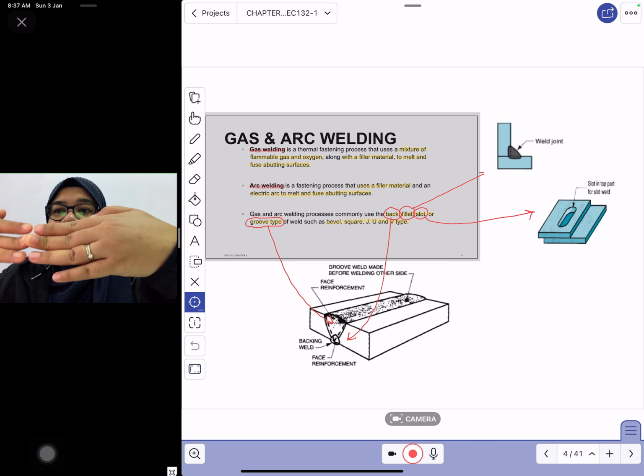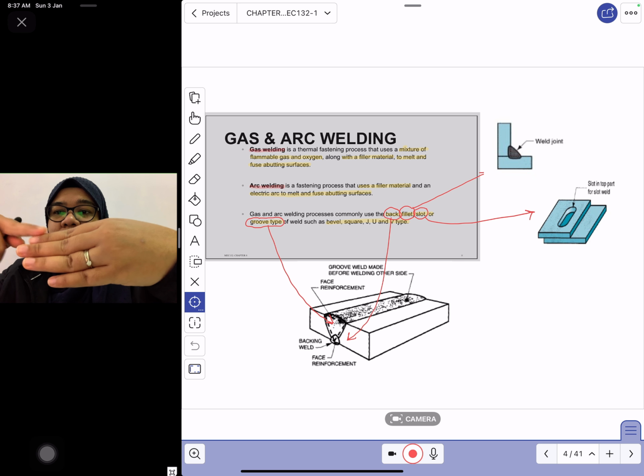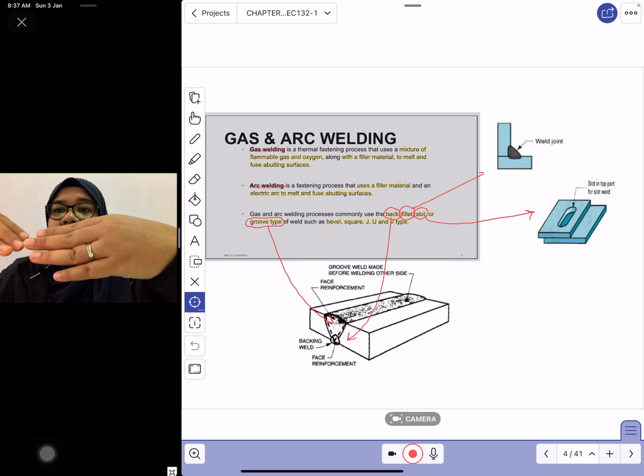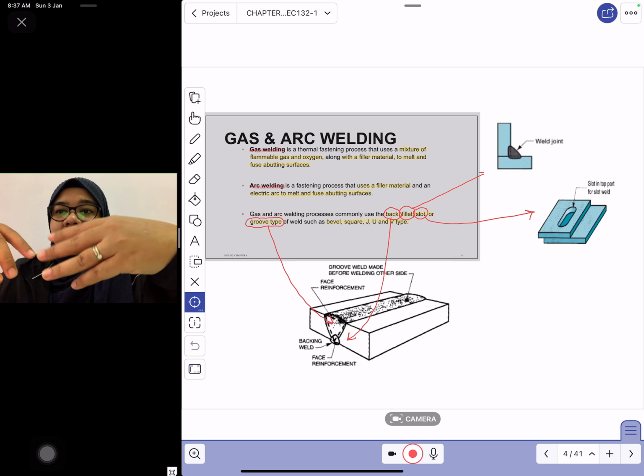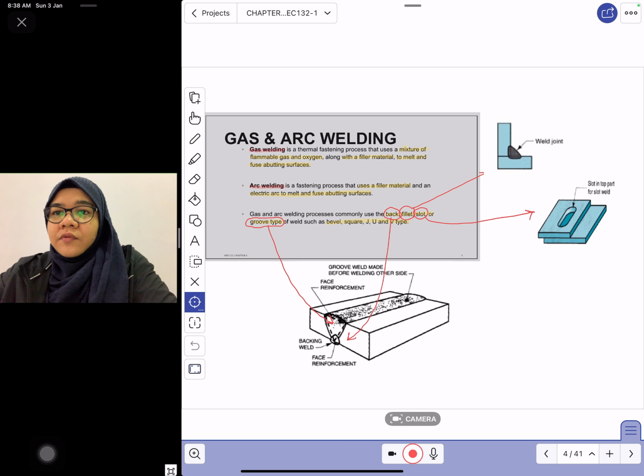In order to join these parts, when we use the heat, both parts will melt. So there will be a weld pool, there will be a space there. So in order to fill up the gap, we have to use the filler material. Okay, so that is for gas welding. And then for arc welding, since the name itself says arc, we still use the filler metal to fill up the gap and use the electric arc to get the heat, to melt and fuse the surfaces. So the main difference between these two is in terms of the heat.